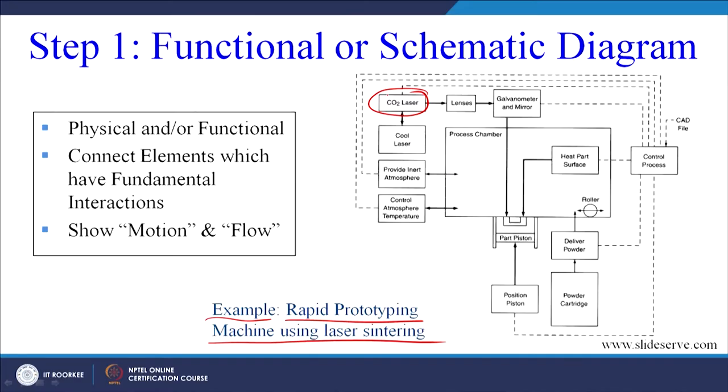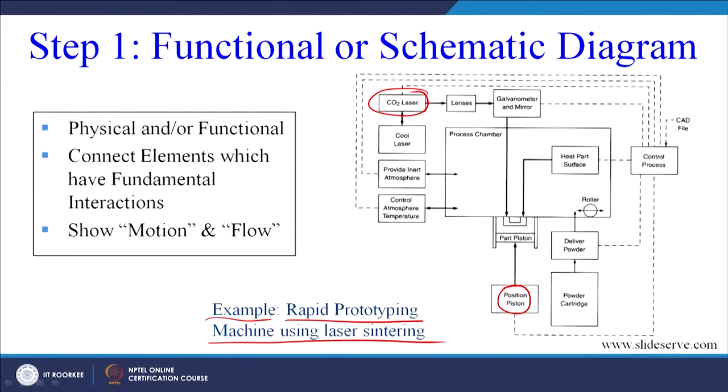Then there will be a powder supply because the raw material is in the form of a powder. There is a part piston where the product will be made. This is the position of the piston, where the powder will come and the CO2 laser will sinter that powder. Then the delivery powder is there, the heat part surface is there. There is a laser also, cool laser, provide inert atmosphere, control atmosphere temperature.